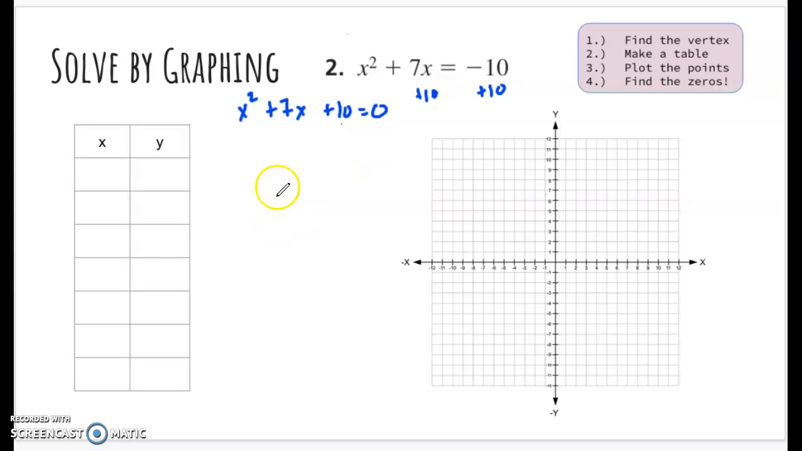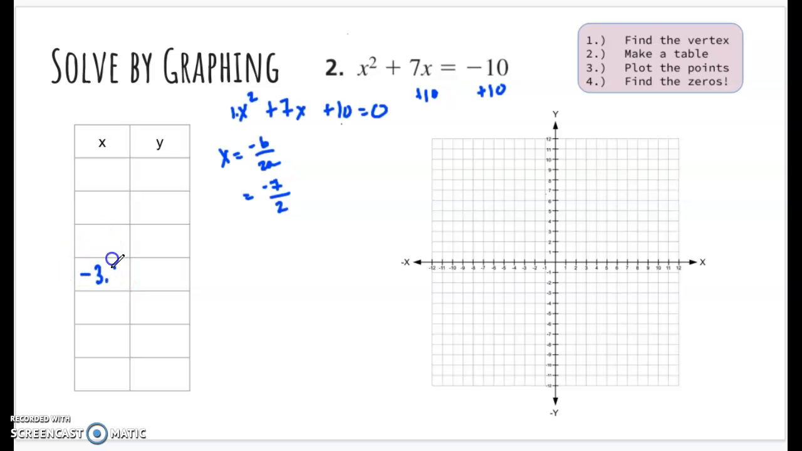And let's see here. If I want to find where my vertex is going to be, I'm going to do x equals negative b over 2a. So let's see here. My b is 7, negative 7. My a is 1. So 2 times 1, which is just 2. So negative 7 over 2. So again, not a great number. That's what, negative 3.5 is my vertex.